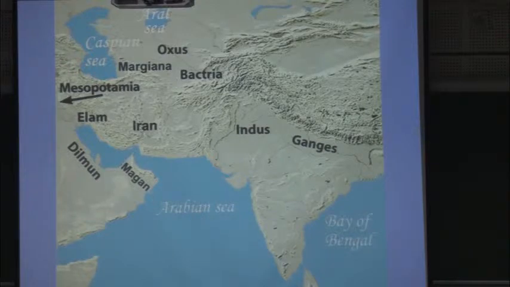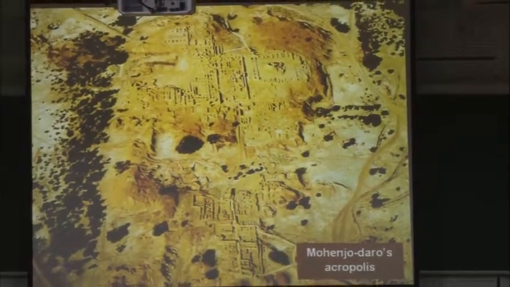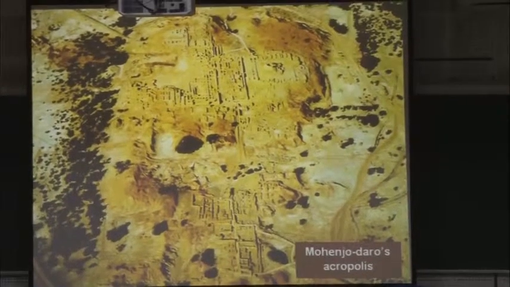Curiously, very little of those regions has been found back in the Harappan civilization. So we're not sure what they imported in exchange. Anyway, this is just to give you a quick context. This is a view of the Acropolis or upper city of Mohenjo-daro.